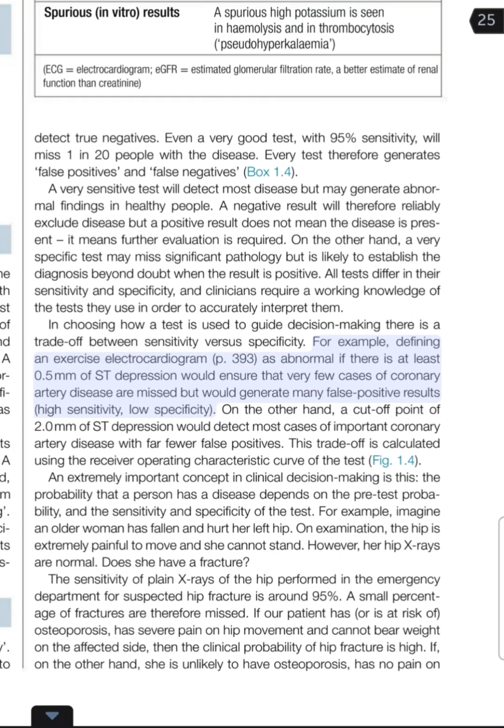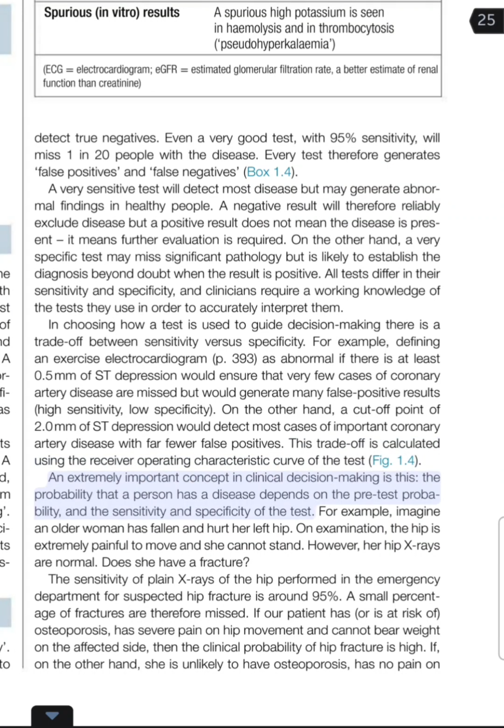For example, defining an exercise electrocardiogram, page 393, as abnormal if there is at least 0.5 mm of ST depression would ensure that very few cases of coronary artery disease are missed but would generate many false positive results: high sensitivity, low specificity. On the other hand, a cutoff point of 2.0 mm of ST depression would detect most cases of important coronary artery disease with far fewer false positives. This trade-off is calculated using the receiver operating characteristic curve of the test, Fig.